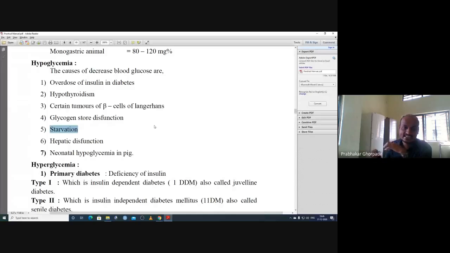So the sow has given birth to a large litter, and these piglets are feeding on their mom, and there is a competition for feeding. If some of the piglets are not getting proper nutrition, then they will have hypoglycemia because the proper glucose is not coming into the piglet's diet. So that is neonatal hypoglycemia in pigs.